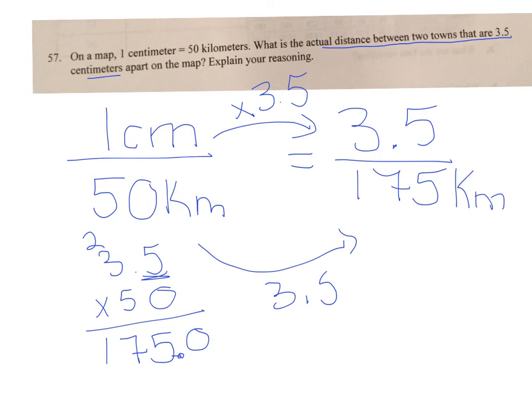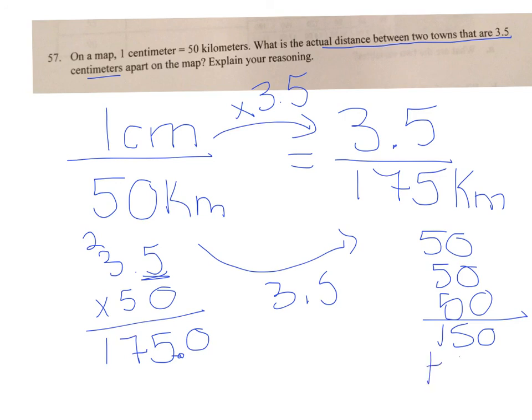I know some other people that chose to work it out. Well, if I have 50 and 50 and 50, that's 3 centimeters, so that would give me 150 kilometers. And then I'm only going a half more, so then they added 25, and they got 175. It's another way I saw some students work it out, which is completely okay.